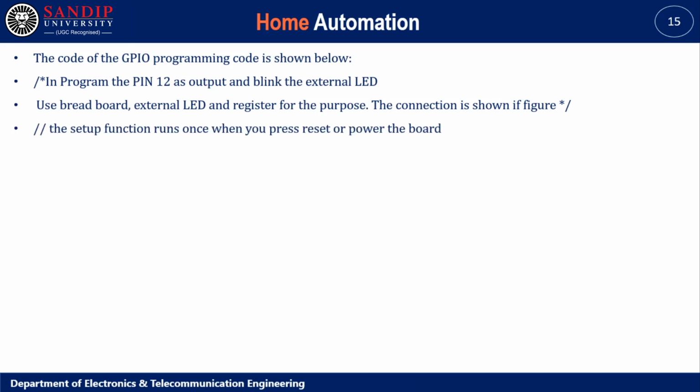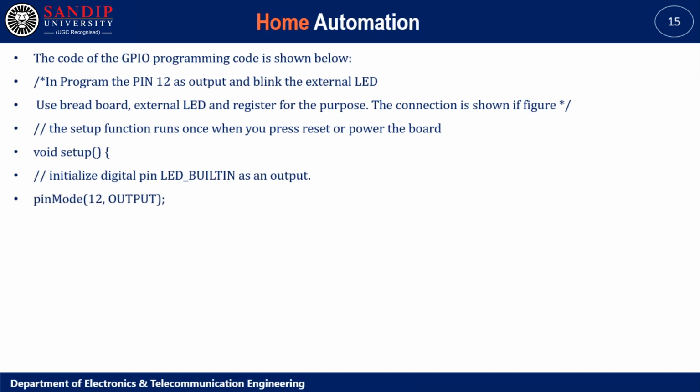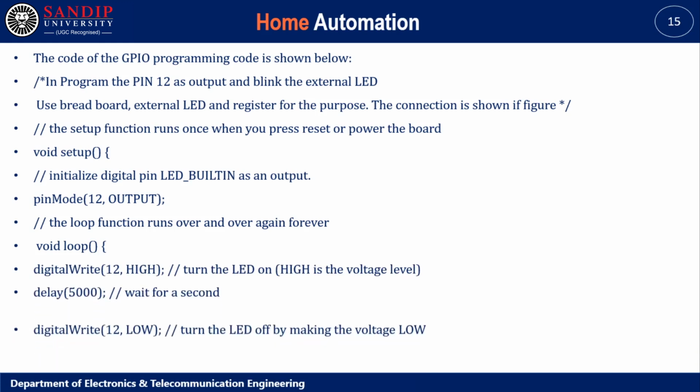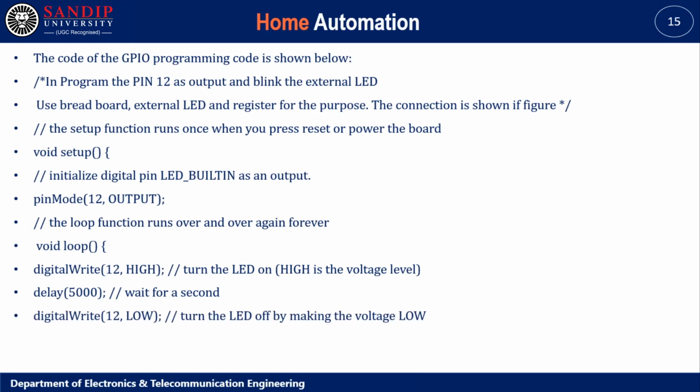The setup function runs once when you press reset or power the board. In void setup, we initialize the digital pin as an output. pinMode 12 is used as an output. The loop function runs over and over again forever, therefore void loop. digitalWrite 12 HIGH turns the LED on, with HIGH as the voltage level. Delay of 1000, that is, it will wait for a second. digitalWrite 12 LOW turns the LED off by making the voltage low. Delay of 1000, that is, it will wait for a second.